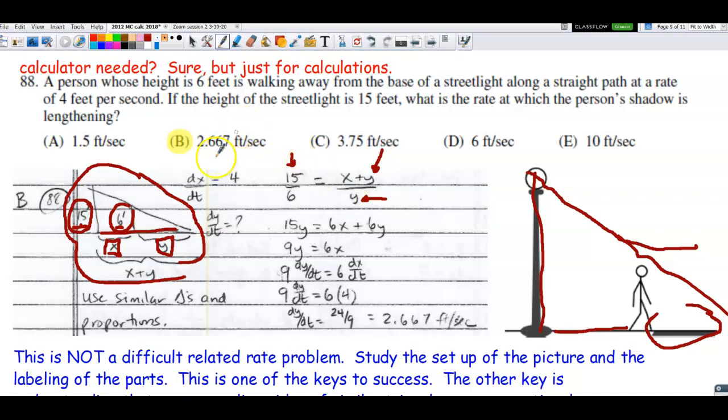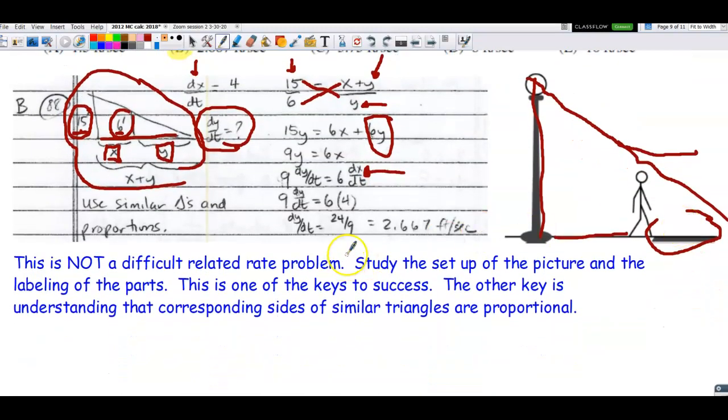They told me that the person is walking away from the lamp at a rate of 4 feet per second, so that's the dx dt. And I'm trying to find the rate at which the shadow is lengthening, which is dy dt. So I'm going to cross multiply first to make my life easy, because I really don't want to do the quotient rule. And then I combine like terms, so I move the 6y to the left side by subtracting. Then I took the derivative of both sides, chain rule, implicit differentiation, so I had a dy dt and a dx dt. I substituted the numbers that I know, and I used my calculator to calculate my number.